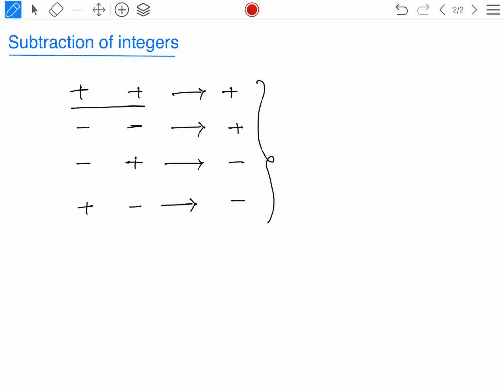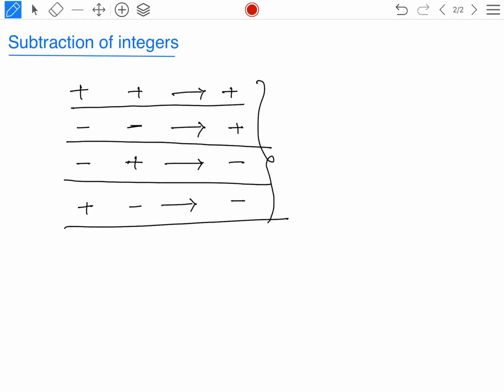Positive and positive, it is always positive. Then negative and negative, always positive. Negative and positive, it is always negative, and positive and negative, it is always negative. Understood? So let us see some examples.